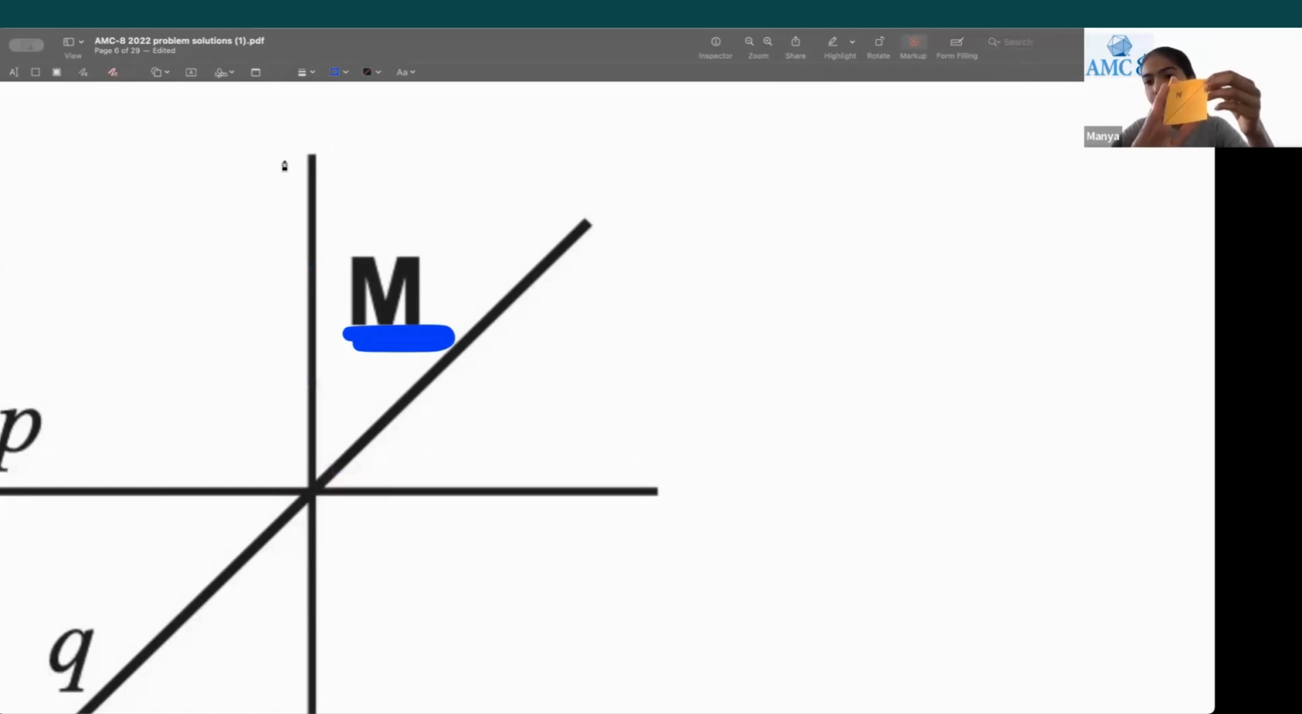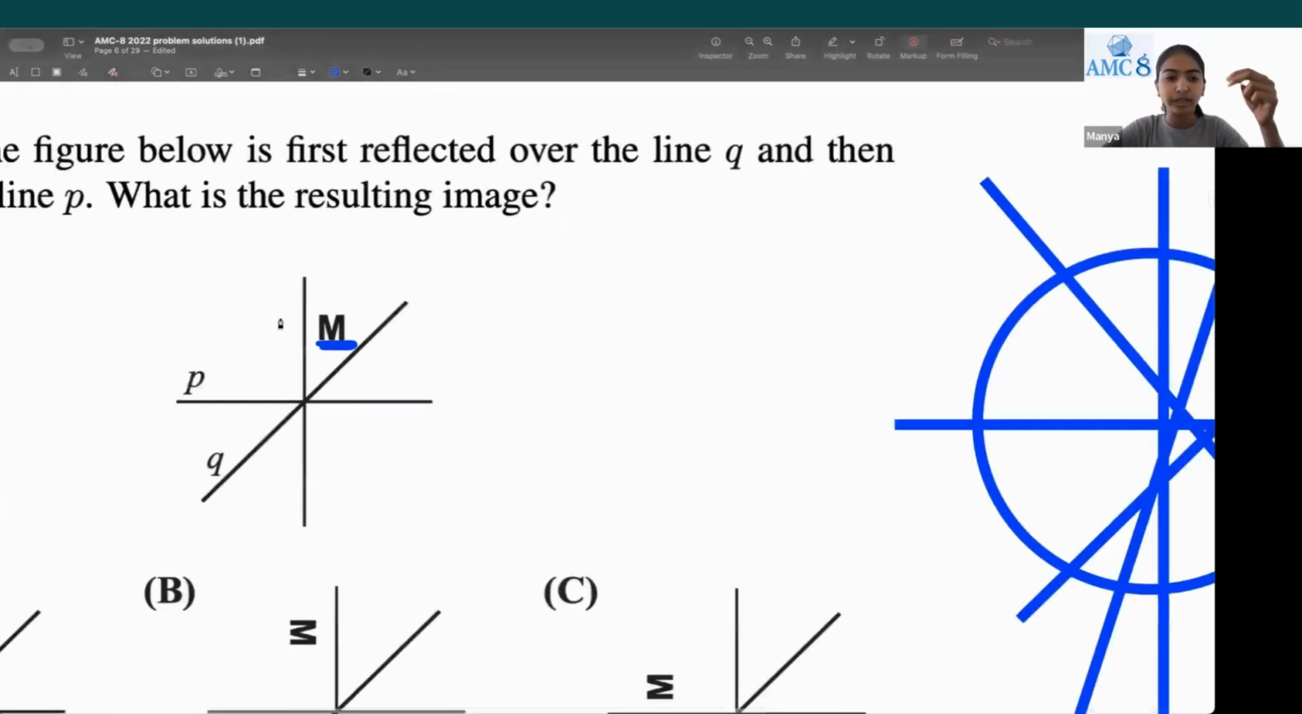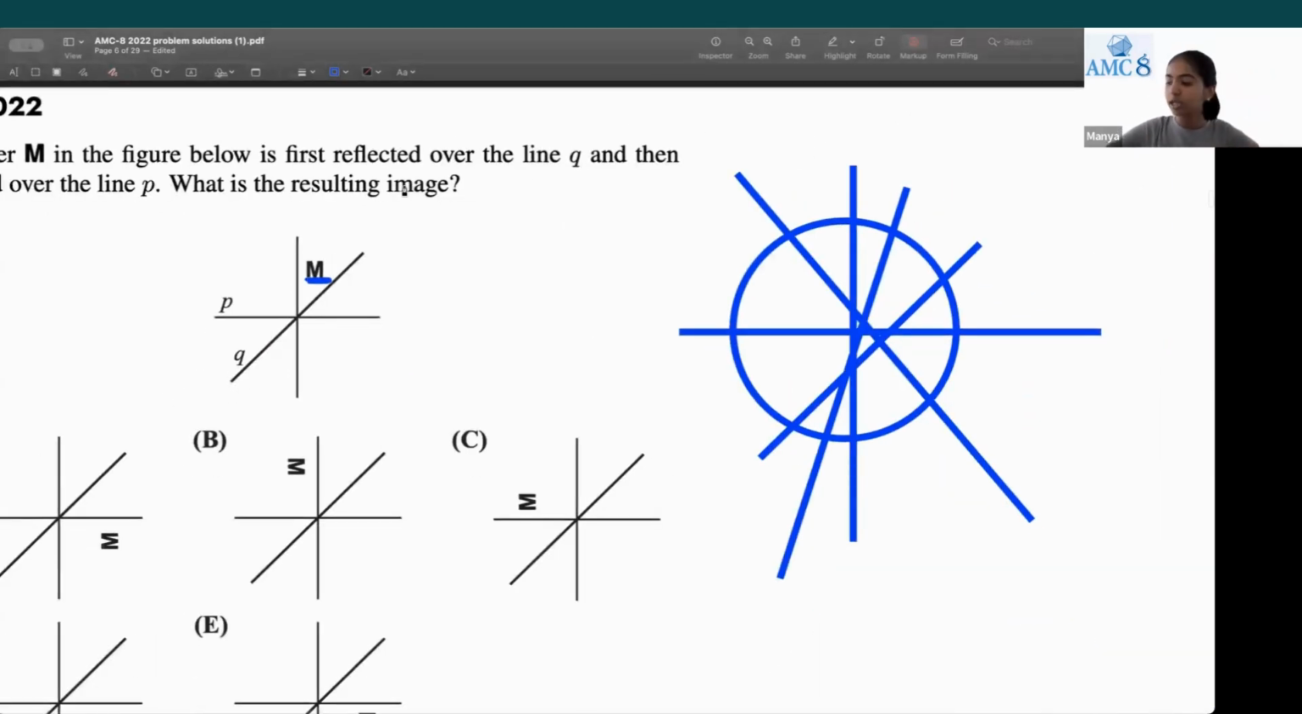So when we fold this in half, since it reflects over line Q, first it reflects over line Q. Then it will be going like this. If it reflects over line Q, this is it right now, and then it should be looking something like this. The M should be appearing sideways like that. I'm not sure if you can see it, so I'll just draw this here just in case you couldn't see it. The M should be like that since it reflects over line Q.